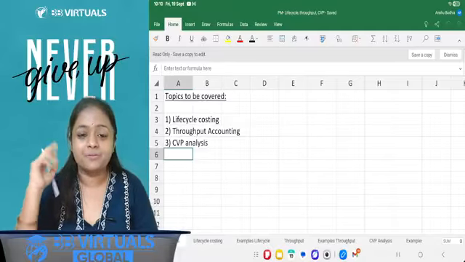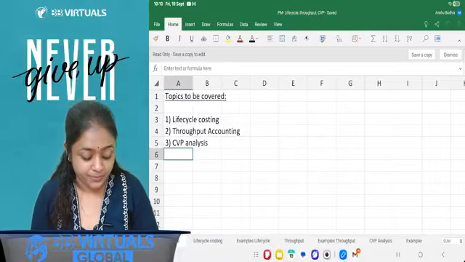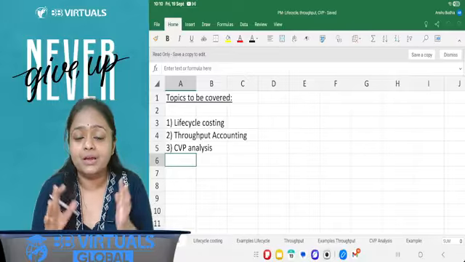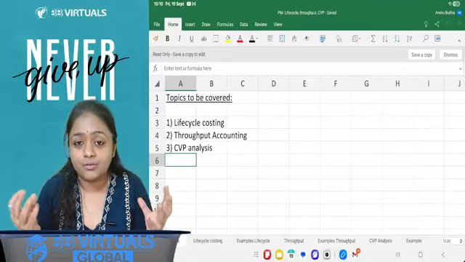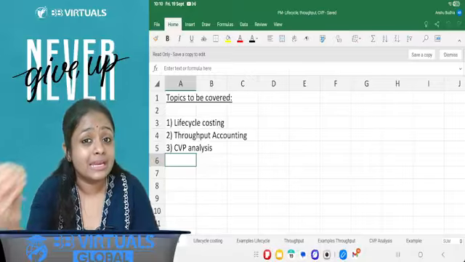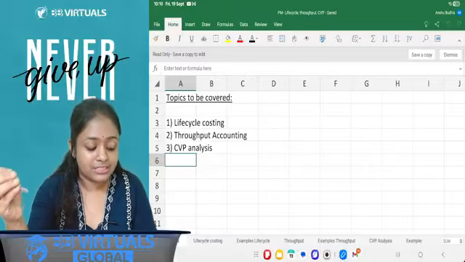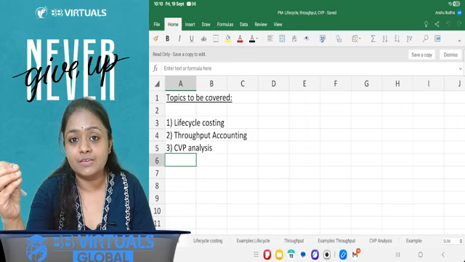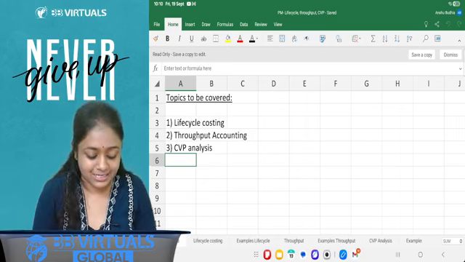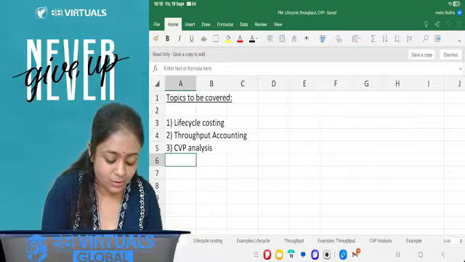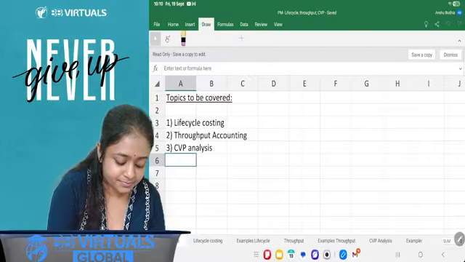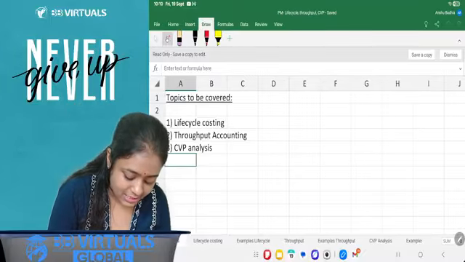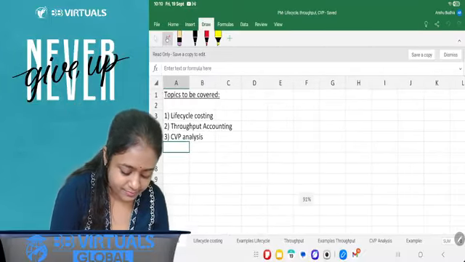If not, then I think we can proceed towards today's session, which is again some very critical and small topics in which we require detailed understanding. So I'm covering these 3 topics today, which are life cycle costing, throughput accounting, and CVP analysis that you can see on your screen. Okay, so I think now we are good to go. So first I'm taking life cycle costing.